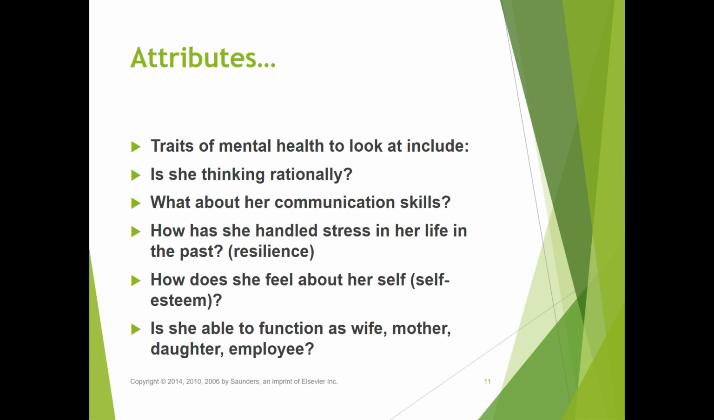So some of the things we might want to take a look at, we want to see what are the traits of mental health or mental illness that she might have. So is she thinking rationally, or does she have beliefs or ideas that are delusional, which means that they're actually false, that they're not based in reality? What about her communication skills? Is she communicating appropriately? Is she able to get her thoughts across in a coherent way so that other people can understand her? And can she understand what other people are saying to her?